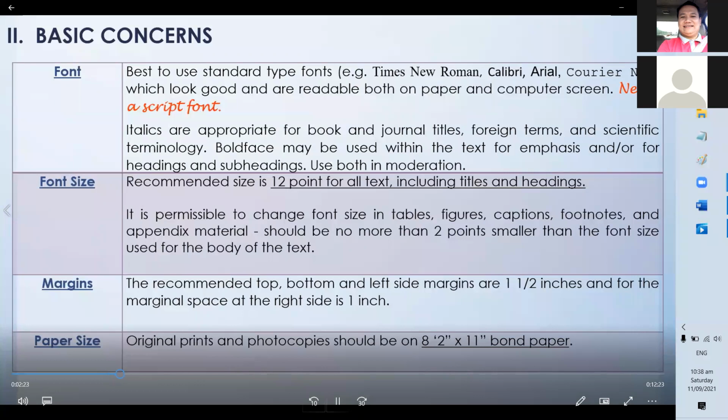The next is the font size. The recommended size is 12 point for all texts, including titles and subheadings. The margins. The recommended top, bottom, and left side margins are 1.5 inches, and the marginal space at the right side is 1 inch. Then we have the paper size. Original prints and photocopies should be on 8.5 by 11 inches bond paper.